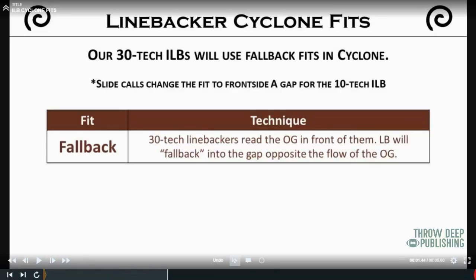So our linebacker fits in Cyclone. Our 30 tech linebackers utilize fallback fits. What that means is they're going to read the offensive guard in front of them. That linebacker then is going to fall back into the gap that's opposite the flow of the guard.